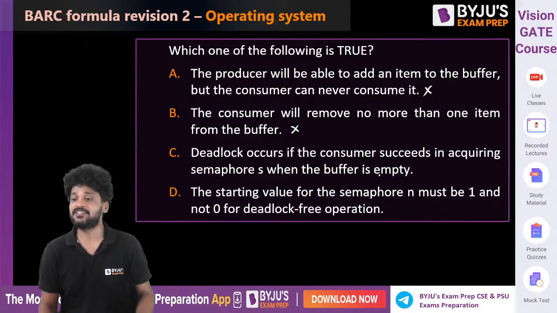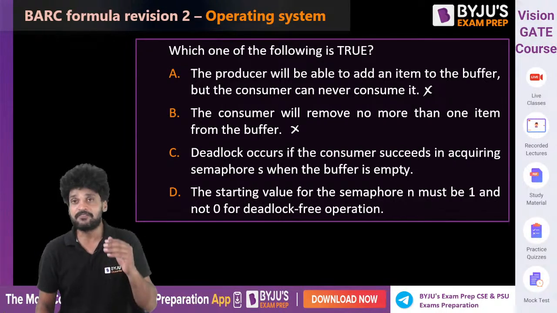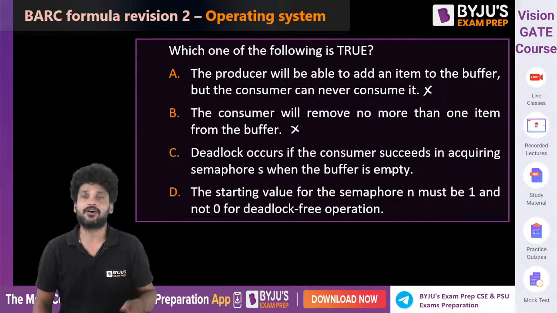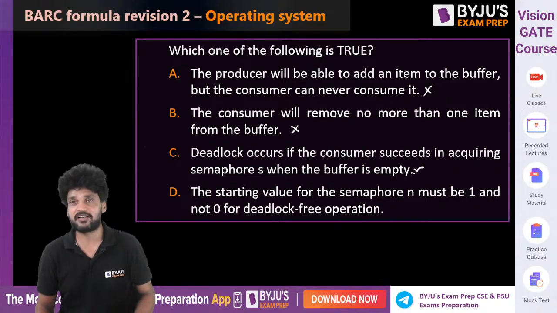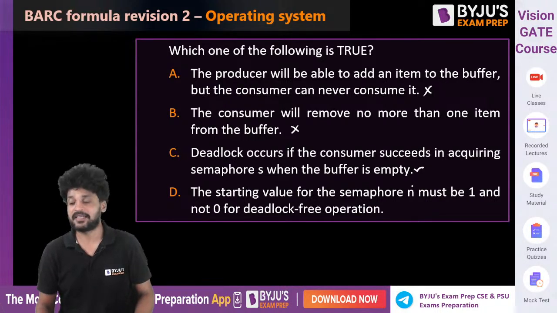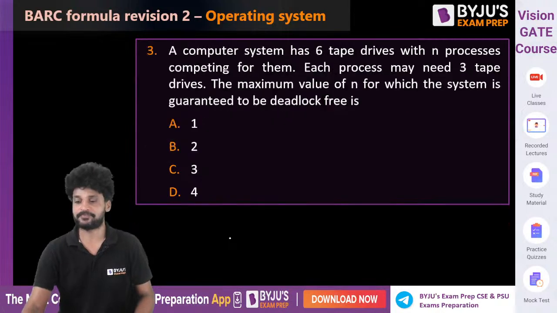Deadlock occurs if the consumer succeeds in acquiring the semaphore S while the buffer is empty. When the buffer is empty, if the consumer gets scheduled, then there will be a deadlock. This is what we have just witnessed, right? So the deadlock occurs if the consumer succeeds in acquiring semaphore S when the buffer is completely empty. So option C is the correct option.